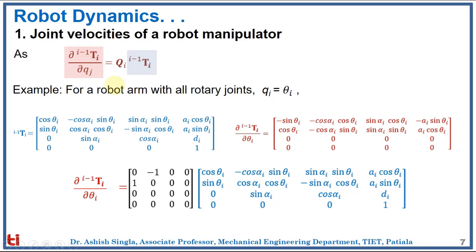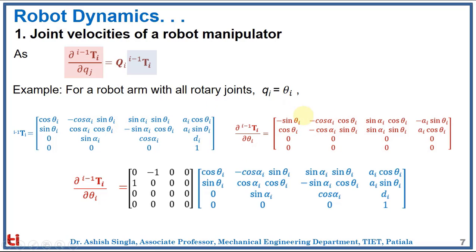Now let us see how we got this value of this matrix Q. If we compare the transformation matrix for a rotary joint, that is qi is theta i, this is the transformation matrix, and this is its partial derivative with respect to theta i. That is, cos theta i, the derivative is minus sin theta i; minus cos alpha i sin theta i, the derivative of this term with respect to theta i is minus cos alpha i cos theta i. In this case, alpha is treated to be constant.